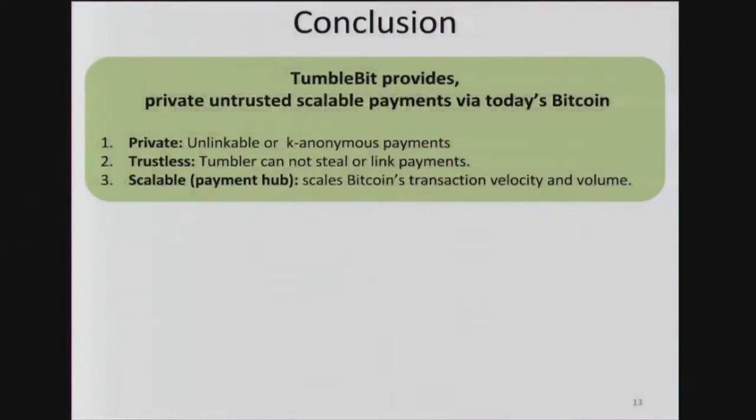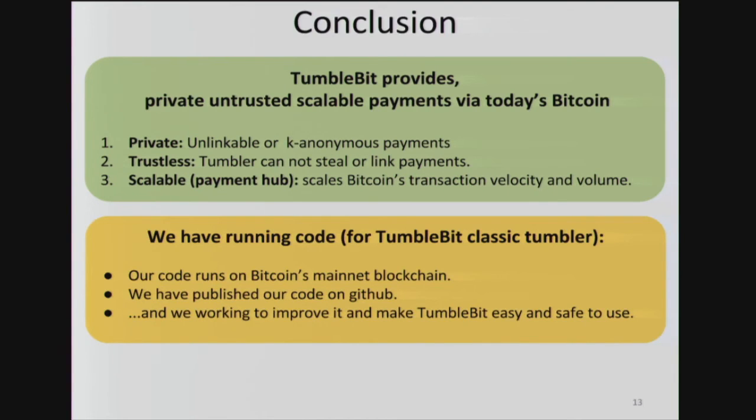So, in conclusion, TumbleBit provides private, untrusted, scalable payments on today's Bitcoin. We have running code for the TumbleBit Classic Tumbler. We've run our code on Bitcoin's mainnet blockchain, so you can go and look at our tumbles. We've published our code on GitHub, so you can read it. But we're working to improve the code and make it easy and safe to use.